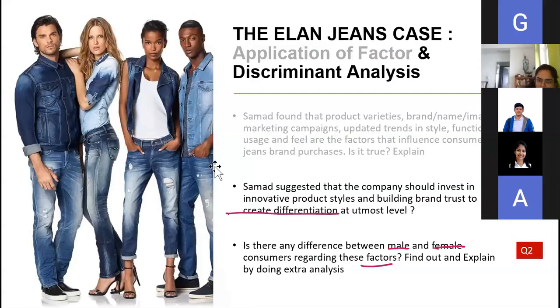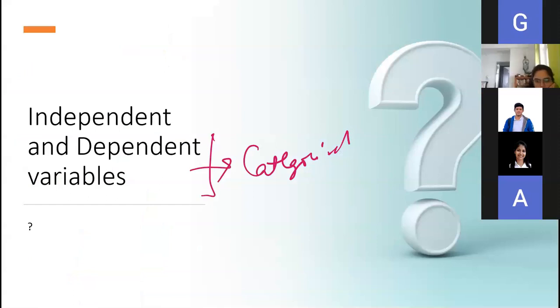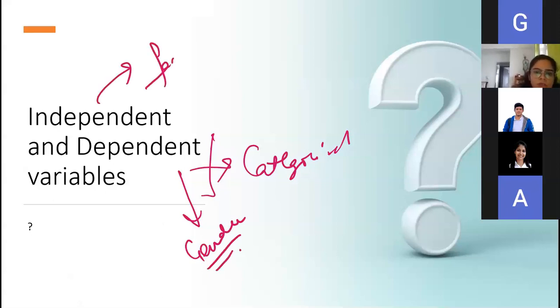Just look at this question again. Is there any difference between male and female consumers regarding these factors? What is the dependent? What is the independent? Ma'am, dependent is the gender. Yes, dependent is the gender and independent are the various factors, those 6 factors. So using this, we run our discriminant analysis and we have formulated the problem. So these are my independent variables, these are my dependent variable.